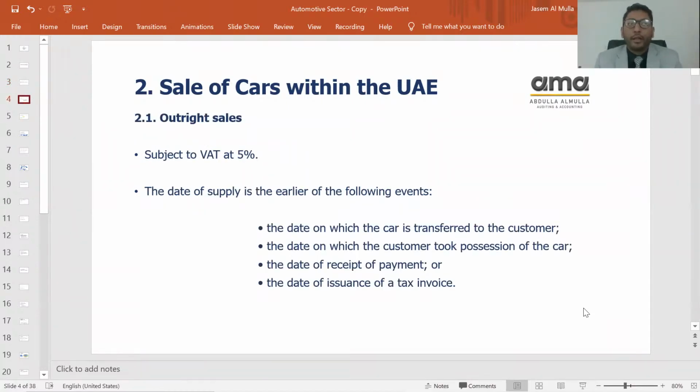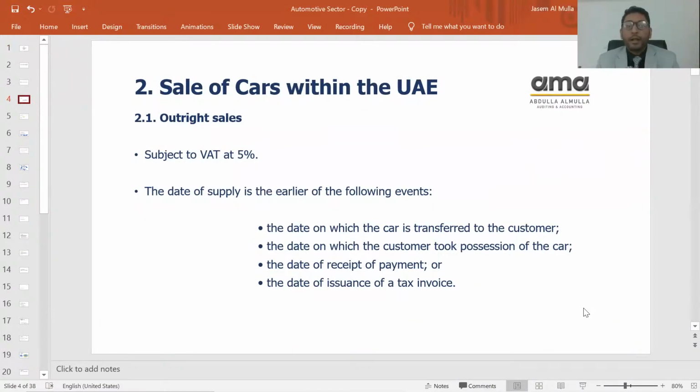What is the outright sale? Outright sale is the simplest form of sale, which is subject to 5%. In this kind of sale, the customer approaches the dealer or the trader, makes the payment and gets the car. But the important point is that this kind of transaction involves different dates, like the date of payment, the date of receipt, the date on which the customer took possession, and the date on which the car was transferred to the customer.